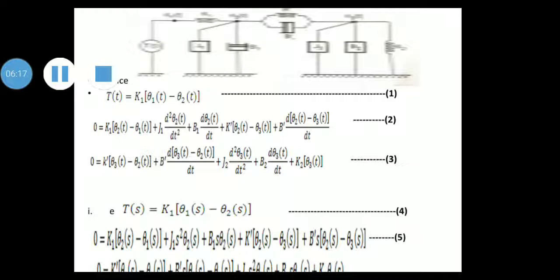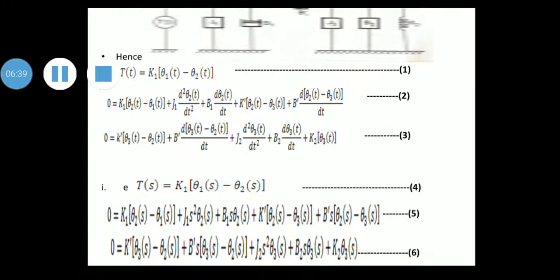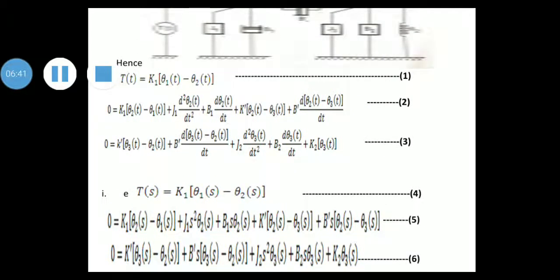That is, we can write T of s is equal to K1 theta 1 of s minus theta 2 of s. This is equation 1, so I have labeled it as equation 4. Equation 4 is nothing but equation 1 in the s domain. Next, 0 equal to K1 theta 2 of s minus theta 1 of s plus J1 s square. Equation 2 has to be converted to s form.